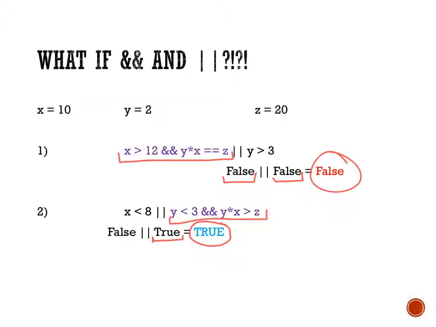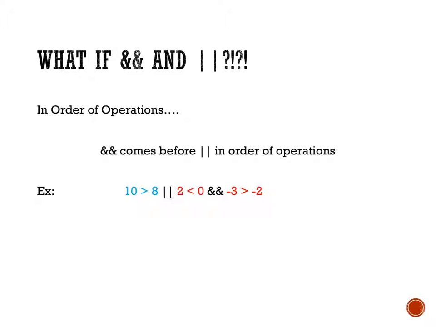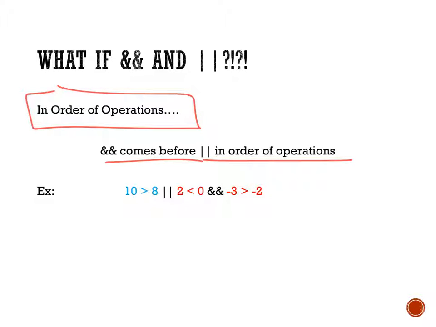That will come into play a couple of times, especially when you start making your own Booleans, noting how those are going to be evaluated and how your computer will actually come up with whether the statement is true or false. So just one more slide to really reiterate that. In your order of operations, the and comes before the or when you're evaluating complex Boolean statements.